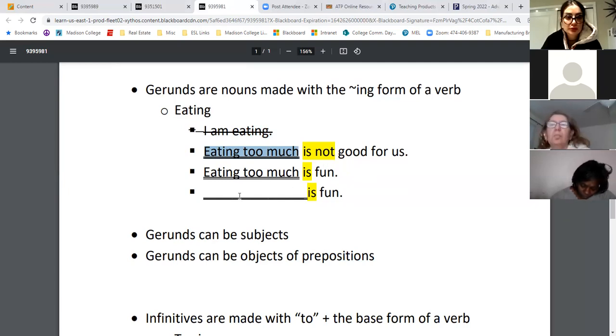Other things can be fun. For example, camping is fun. Camping ends with ing, that's a gerund. I might say playing basketball. Playing with ing is a gerund. Playing basketball is fun. Shopping is fun. Cooking is fun. Shopping, cooking, these are ing words that look like a verb, but they function as a noun, and they function as a subject in a sentence. Okay.